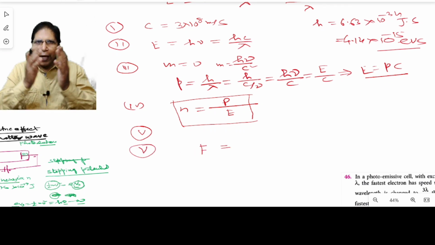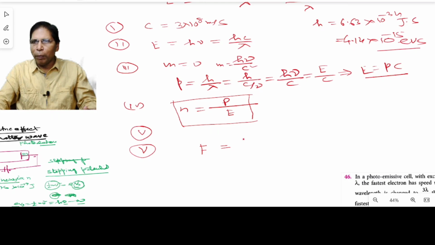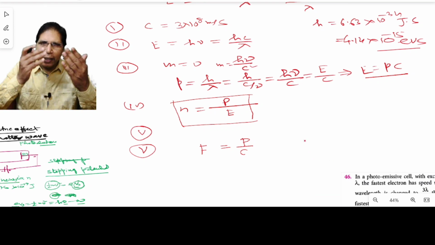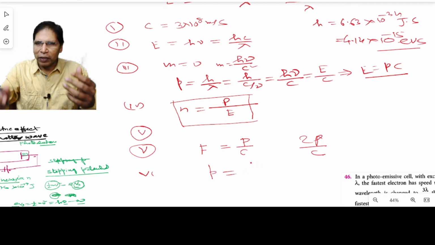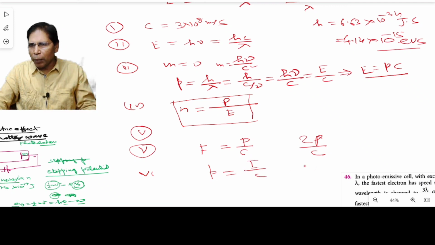Number 6. The force exerted by a photon on a perfectly absorbing surface is power by c, and for a perfectly reflecting surface, it is 2P by c. Next, number 7, photons exert pressure on a surface. For a perfectly absorbing surface, the pressure P equals I by c, and for a perfectly reflecting surface, it is 2I by c.